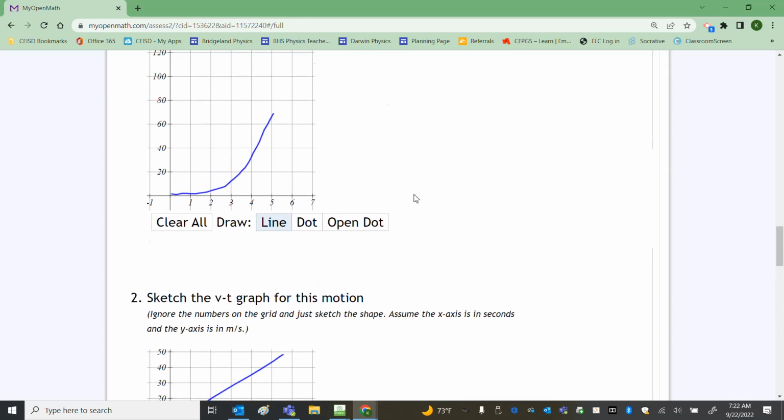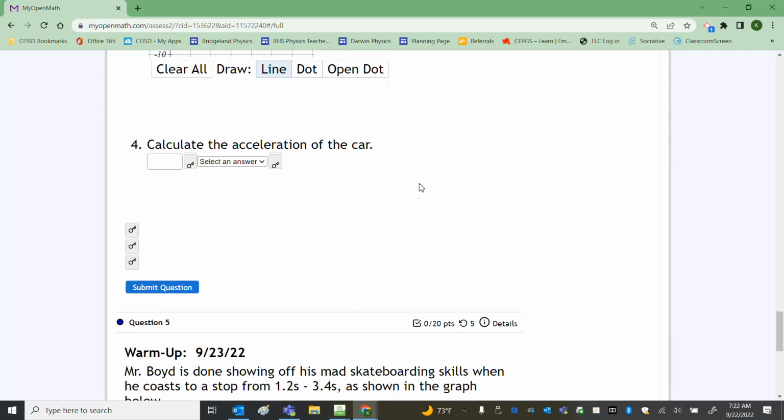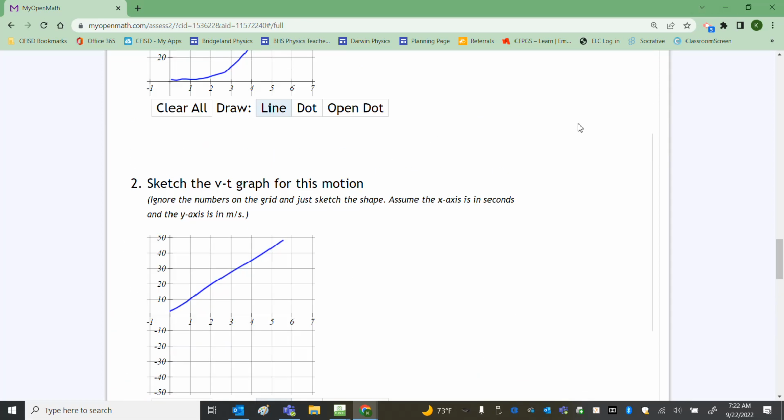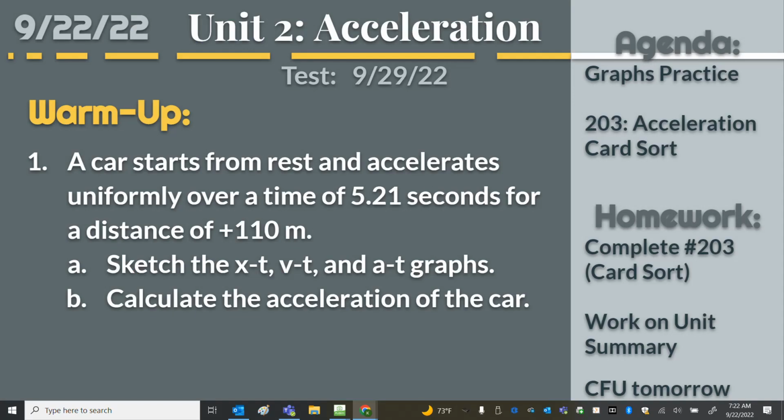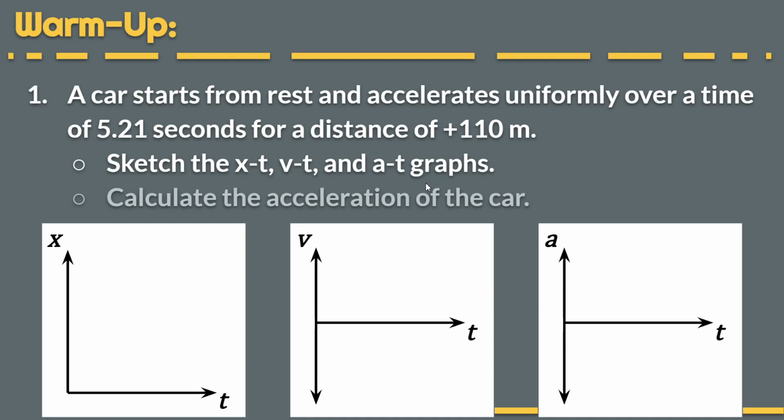Okay, then let's go ahead and do the calculation. Calculate the acceleration of the car from that scenario. So let me go back. That's not what I meant to do. Back here, because I have the graphs here and I have the calculation here as well. So again, this was the shape of our graphs.